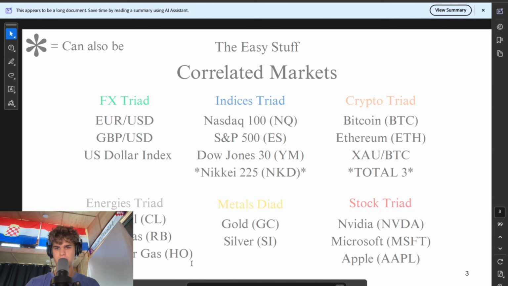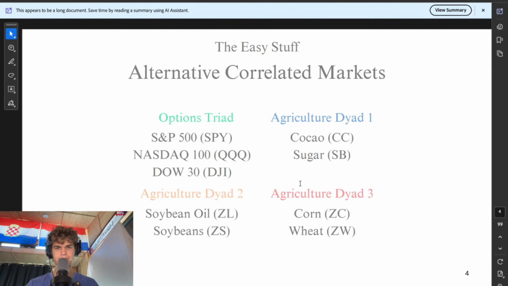Crude oil, CL, RB, HO, that's essentially gasoline, heating oil. The energy triad is pretty basic. Metals dyad, I wouldn't go outside the dyad here because a lot of people get stumped when using copper and it becomes a whole mess. So yeah, stock triad, moving on. NVIDIA, Microsoft, Apple. You can also use NQ, ES and NVIDIA. You can mix the stock triad and the indices triad. It's really cool. I would recommend that.